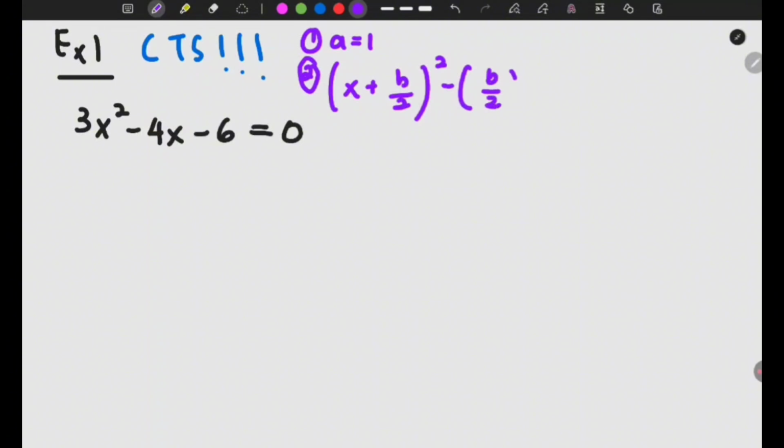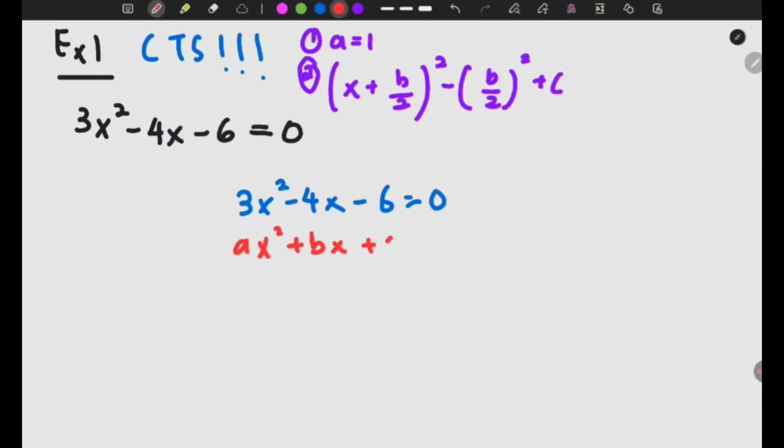So first step, your a should be equal to 1. But before that, the very first step must be to bring it into general form. Actually, this is already in general form. As you can see, the ax squared plus bx plus c equals 0. And you can see your a is equal to 3, your b is equal to -4, and your c is equal to -6.